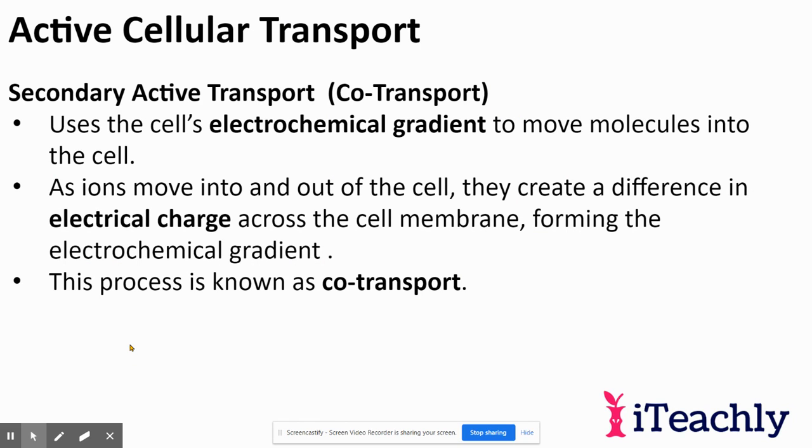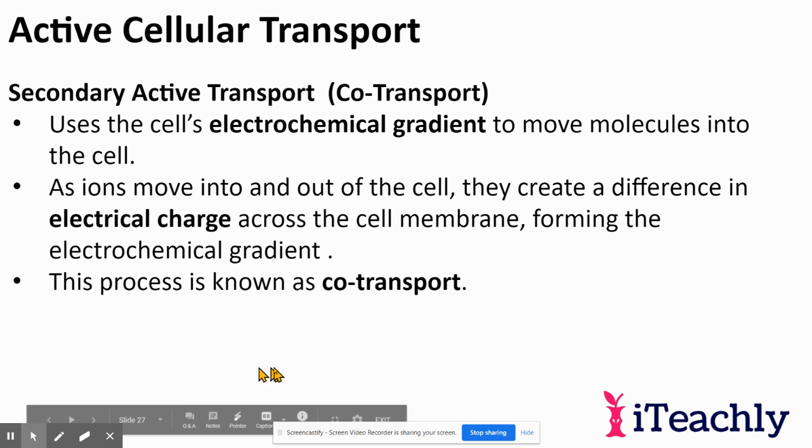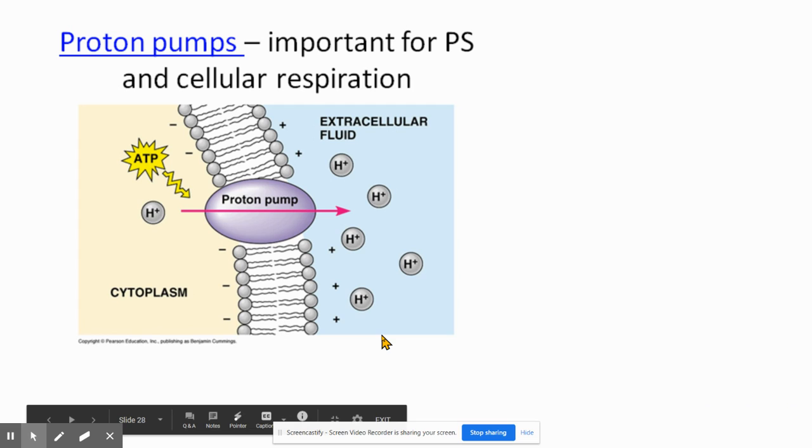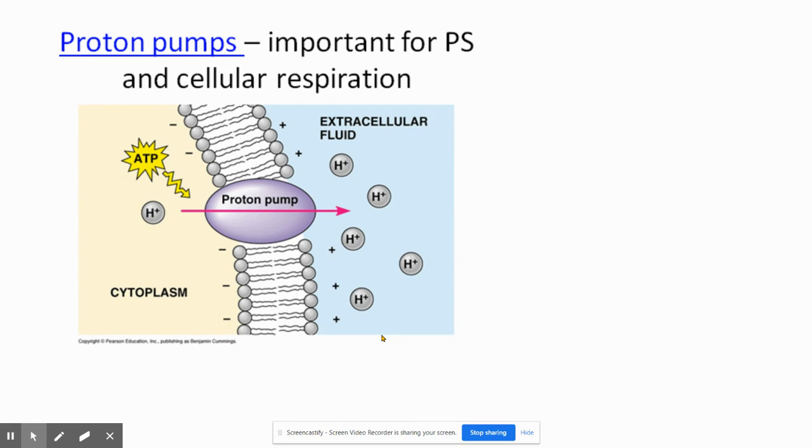So this is cotransport. It uses the cell's electrochemical gradient to move molecules into the cell. As ions move into and out of the cell, they create differences in electrical charge across the cell membrane, forming the electrochemical gradient. This process is known as cotransport. So this is generally done with protons, and protons basically are hydrogens that have lost their electron. So these are protons and these are charged.